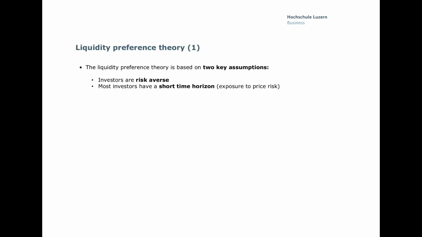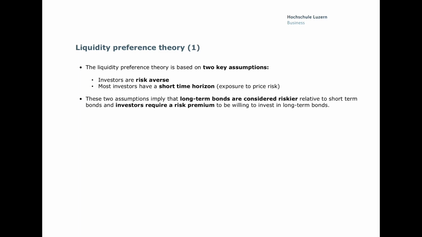Now let us have a closer look at the liquidity preference theory, where we assume investors are risk averse and that most investors have a short time horizon. An implication of these assumptions is that long-term bonds are considered riskier relative to short-term bonds. And since investors are assumed to be risk-averse, they are supposed to demand a premium for holding them. What does demanding a premium actually mean? A premium means that investors will only buy these long-term bonds for a lower price, which implies a greater yield to maturity.